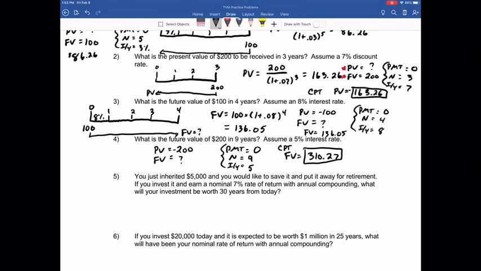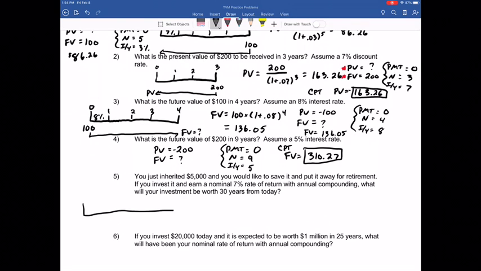I just inherited $500 and I would like to save it and put it away for retirement. I invested to earn a nominal 7% rate of return with annual compounding. The word nominal just simply means it has not been adjusted. We'll discuss this more in Chapter 6, where we have compounding that occurs more frequently than once a year. But we have annual compounding. We want to know how much my investment will be worth 30 years from today.